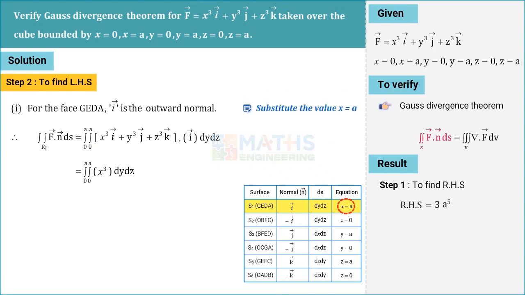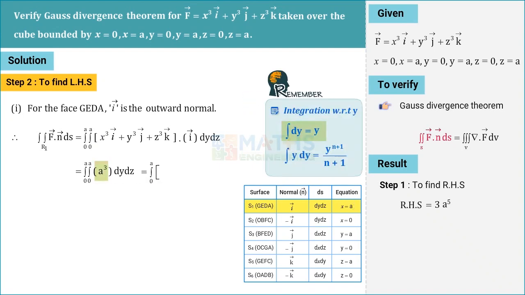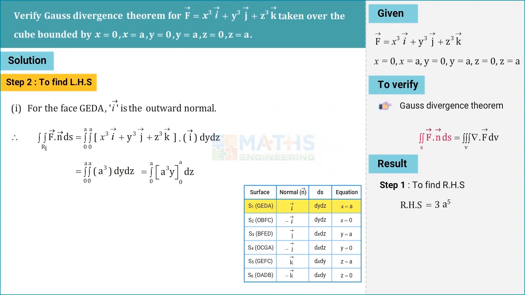What is the x value on this surface? x is equal to a. So we have a cube. a cube is a constant. Now we are integrating with respect to y. The integral of dy is y. The limit varies from 0 to a. We apply the limit in the place of y, upper limit value minus lower limit value.